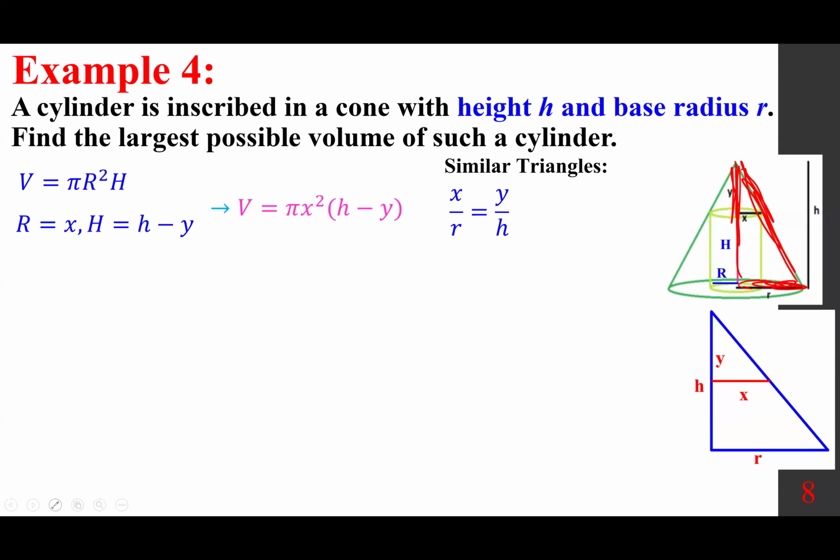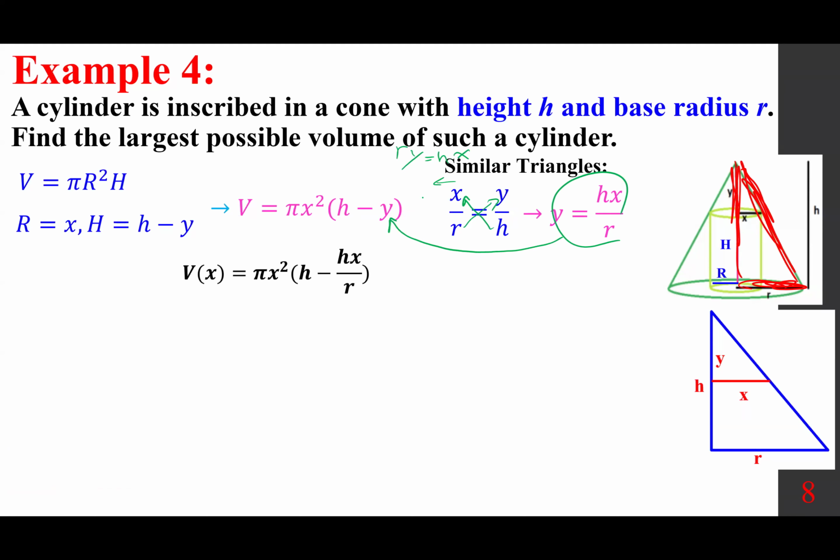Y, the cross product, ry and hx are the same. And y is hx over r. And so we can replace the y with it. So V, the volume, is a function of a bunch of variables, x and y. Now it's a function of x because pi x squared remains, h minus, and we're going to replace the y with hx over r. Now this is a function of one variable. We can work on it.